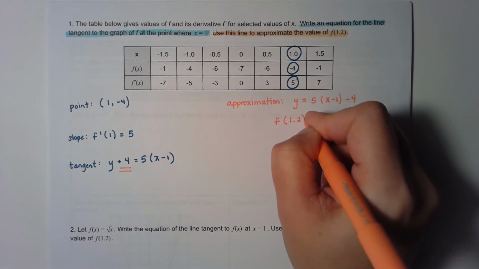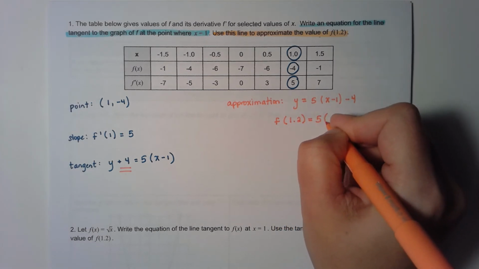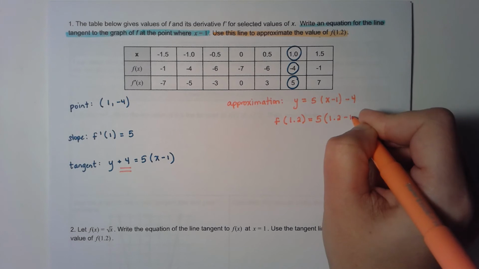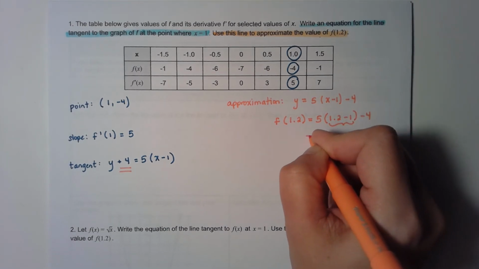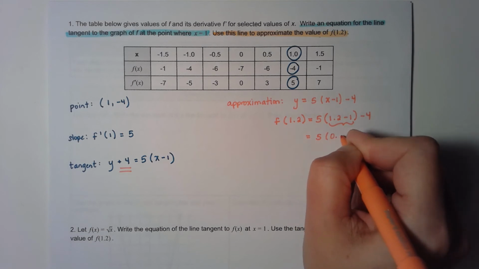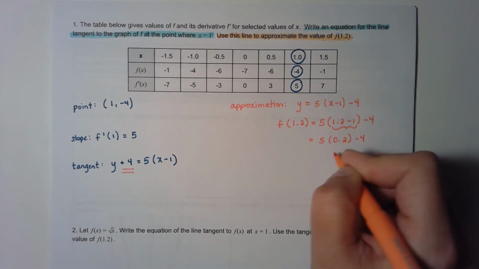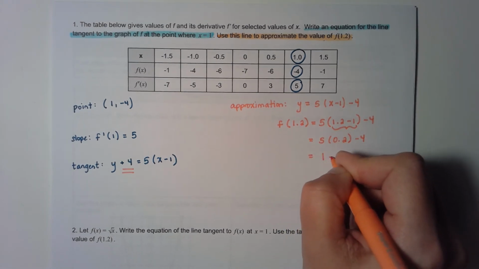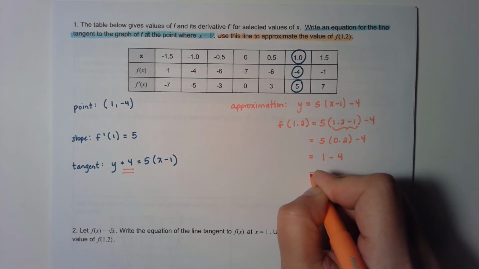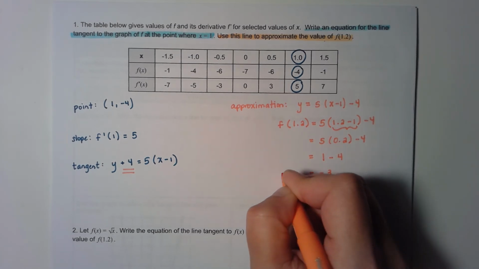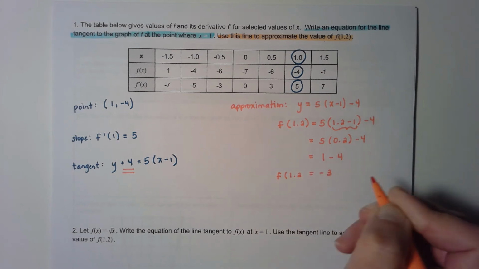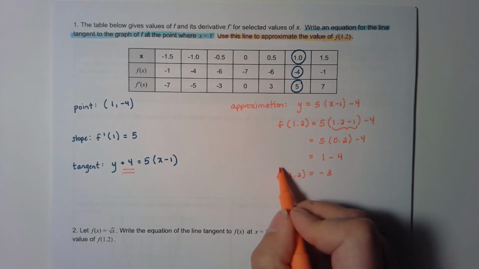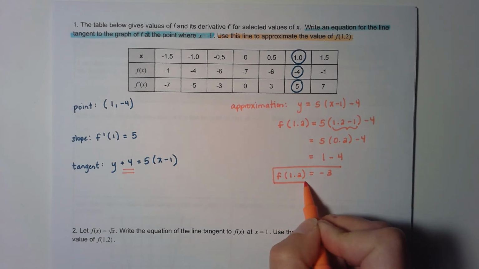So f of 1.2 would be 5 times 1.2 minus 1 minus 4. 1.2 minus 1 would just be 0.2. 0.2 times 5 is 1, and 1 minus 4 would be -3. So I would estimate that f of 1.2 would be approximately -3.